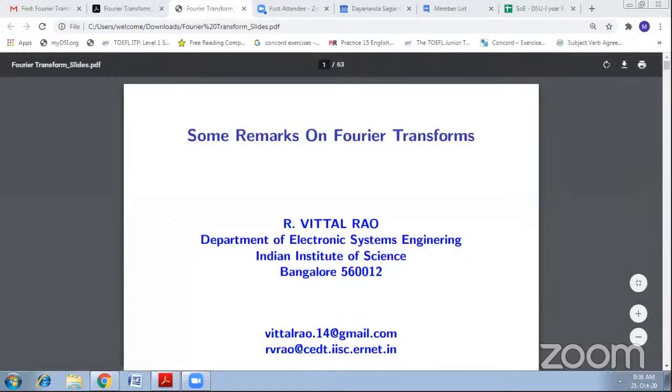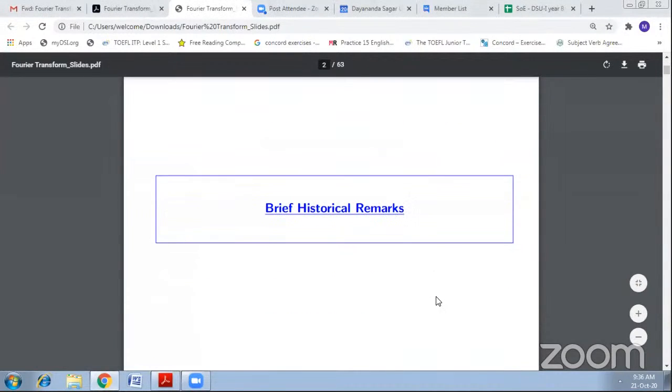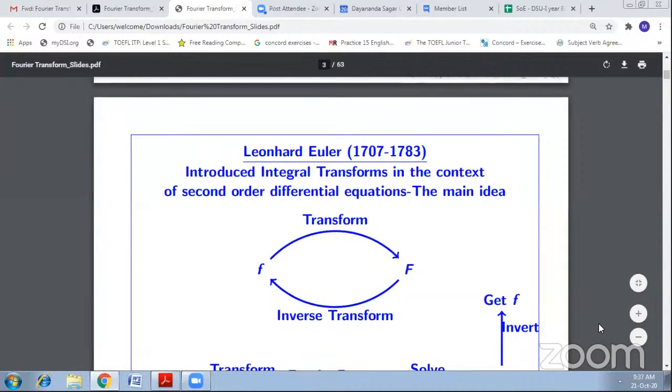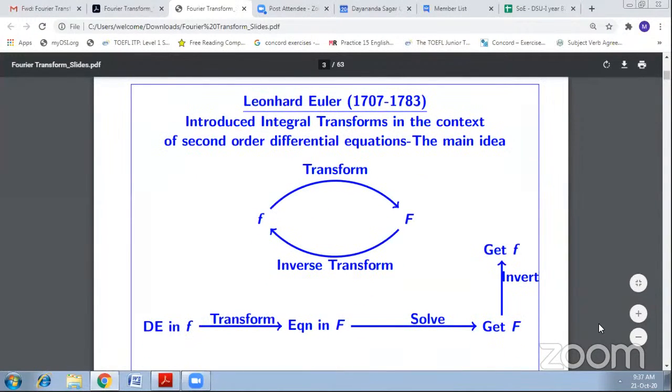Next slide, please. It will be brief historical remarks. The original idea of integral transforms came from Leonhard Euler. He introduced integral transforms in the context of second order differential equations. The main idea was you start with a function f and transform it to another function, which in this talk I always denote by a capital F. Since the transformation involved integration, he called it an integral transform. And then you want to go back from the transformed version to the original version, so he wanted to have an inverse transform.